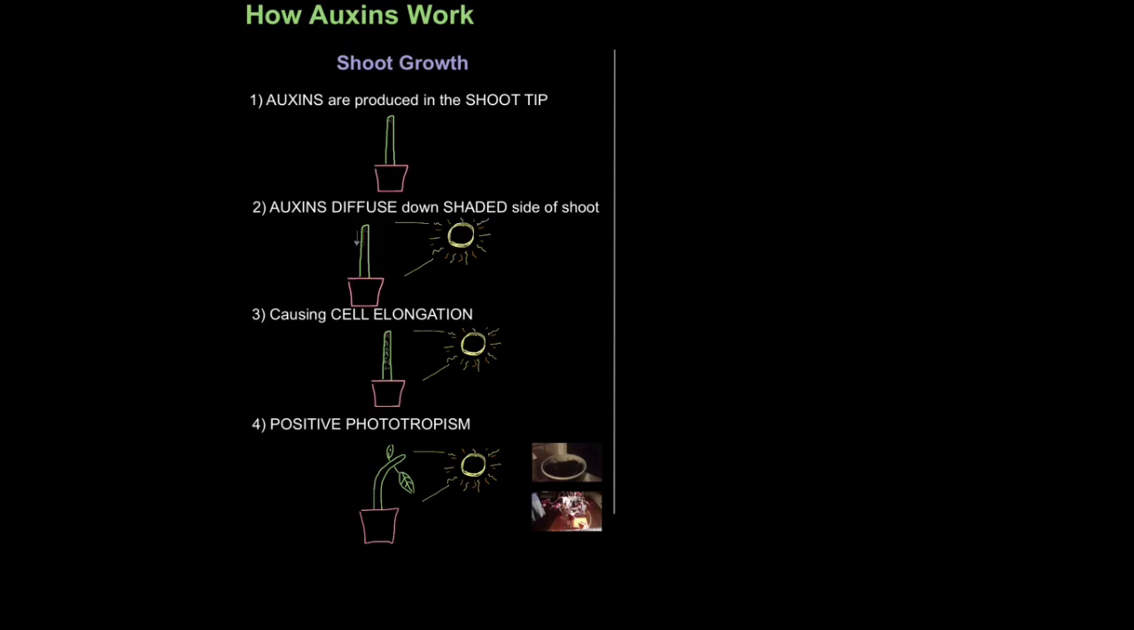So just to review that process, auxins are produced in the shoot tip, auxins diffuse down the shaded side of the shoot where they cause cell elongation, and this results in a positive phototropism. Be aware that a positive phototropism is a growth towards the light, whereas a negative phototropism is a growth away from the light, but plants will experience a positive phototropism in their shoots.